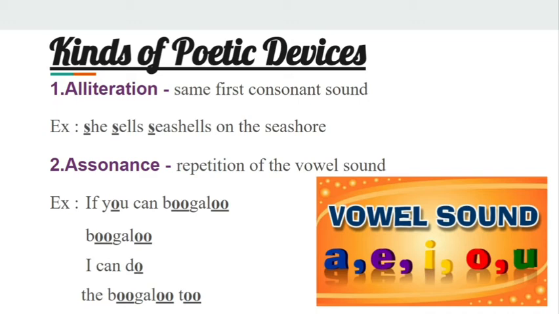Now the second poetic device is assonance. Assonance is the repetition of the vowel sound. When A, E, I, O, U, these vowel sounds are repeated in a poetic text, it is known as assonance. An example is given where the O vowel sound is repeated again and again in the text.